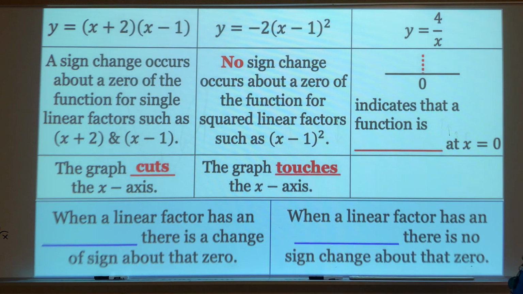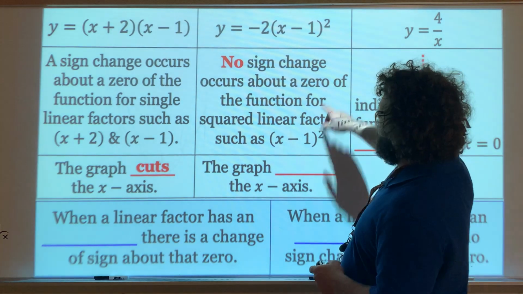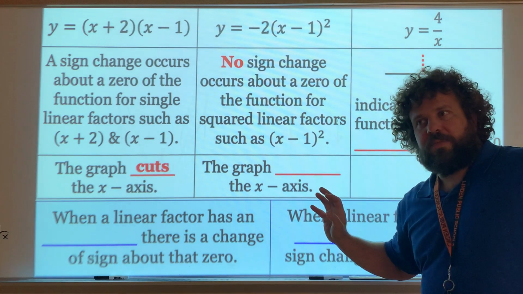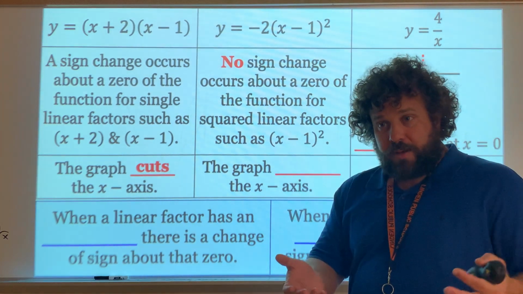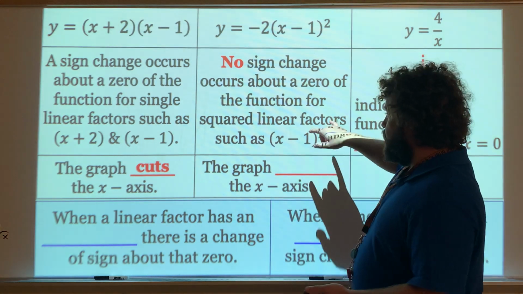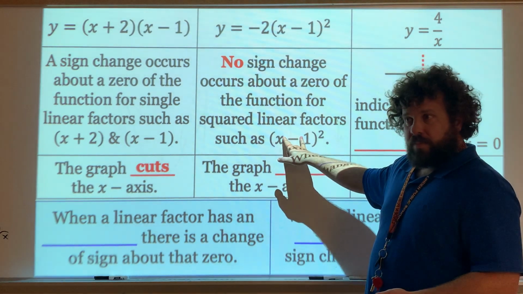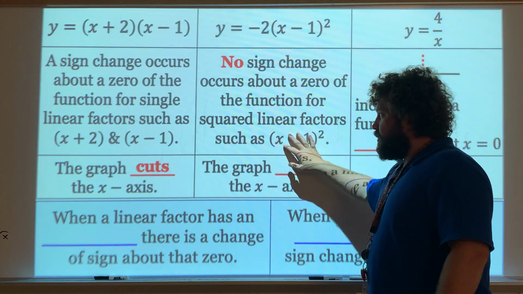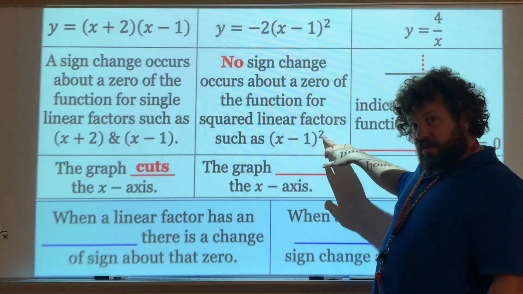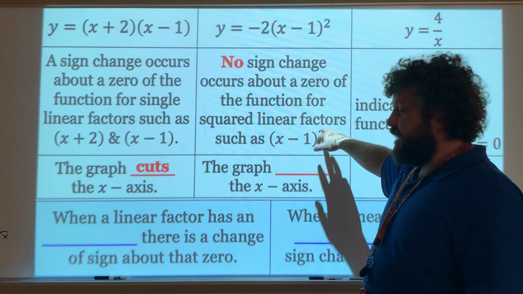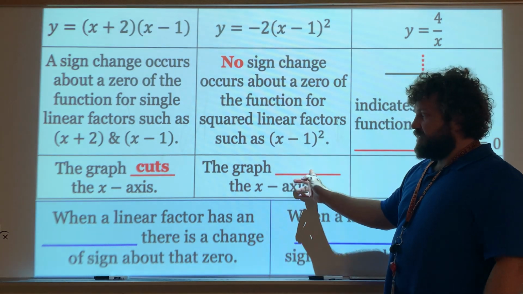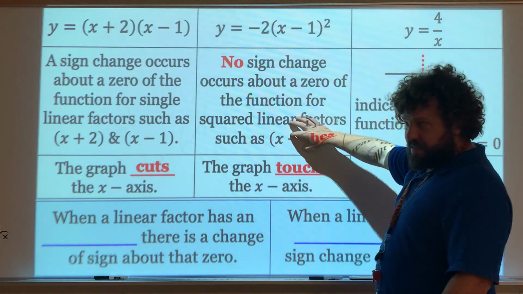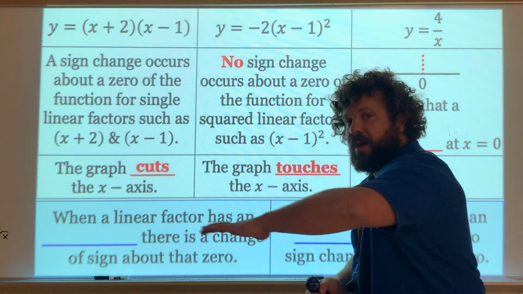So, no sign change occurs about the 0 of the function for squared linear factors. So when you square something, if the answer is negative, it becomes positive, or if it's positive, it becomes positive. So whatever sign is in here, it is going to be positive because of the square. If there's a negative in front, it's all going to be negative. So if you square something, if you raise something to the 4th power, or the 8th power, like an even power, the graph doesn't cut it, but it just touches it. That's when the graph goes up and goes back down. So it just touches it, but it stays in the same half, the lower half or the upper half.